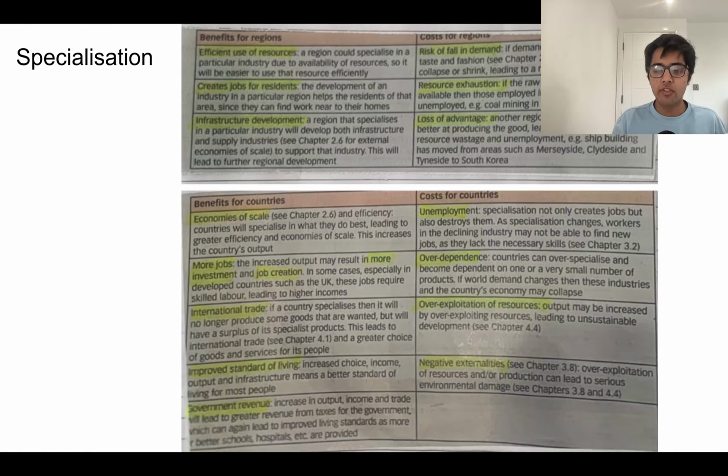Lastly, we have benefits and costs for regions and countries. These are quite similar. For example, you still have economies of scale. More jobs leads to more investment and job creation. In addition, the government will lose less money by giving out benefits and will gain more government revenue from income tax and corporation tax. International trade will increase, there's an improved standard of living for its people, and has more government revenue.